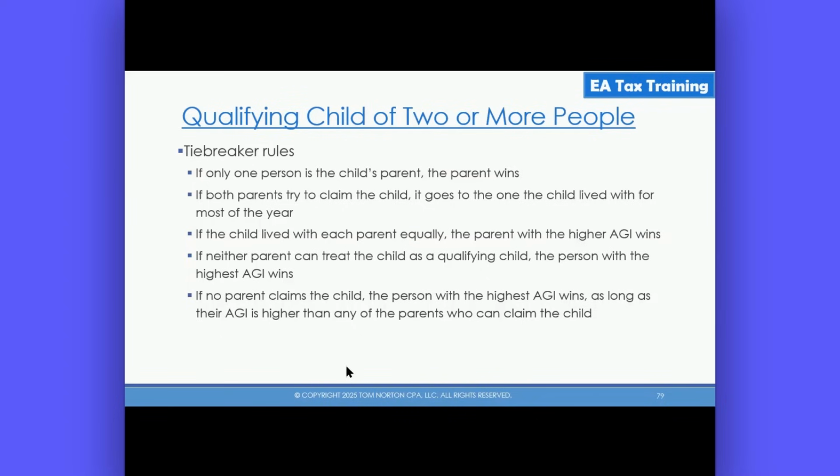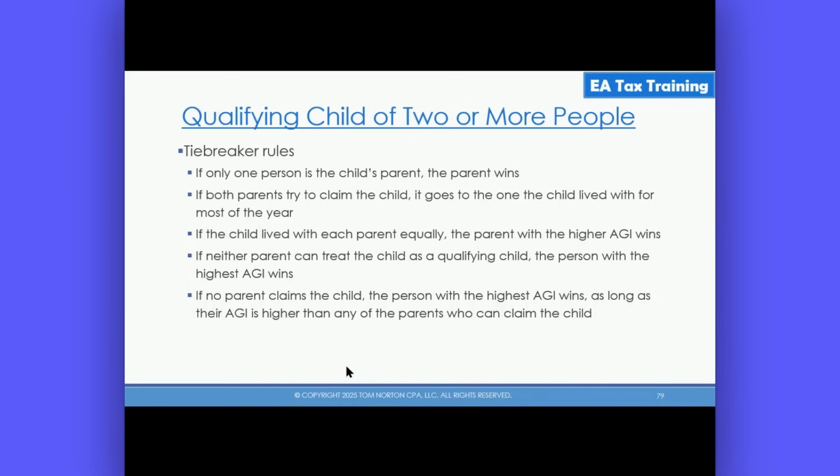If neither parent can treat the child as a qualifying child, then the person with the highest adjusted gross income wins. So let's say the parents don't qualify, but grandparents on either side do. So you've got grandparents on the father's side, grandparents on the mother's side. They're trying to figure out who gets to take the child. We look at the higher adjusted gross income. That is who wins in that case.